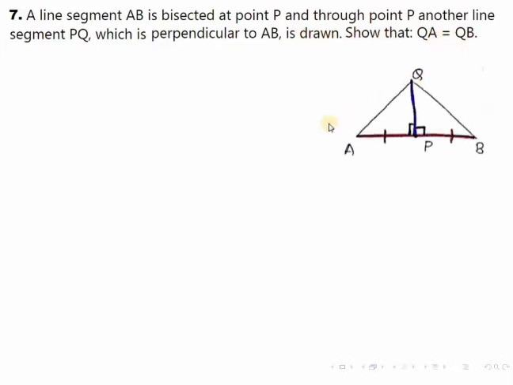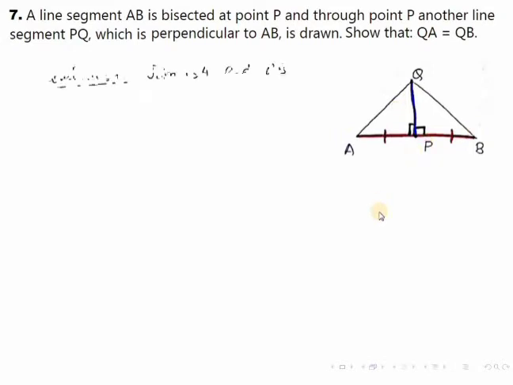Now your diagram looks somewhat like this. See here, AB is the line segment, and P is a point which bisects AB. So I can say that AP and PB are equal. Now from P, you are drawing a line which is perpendicular to AB. So this is the perpendicular, as you can see, and the name of the perpendicular is PQ. Now what you need to show is that QA equals QB. That's what we need to show.